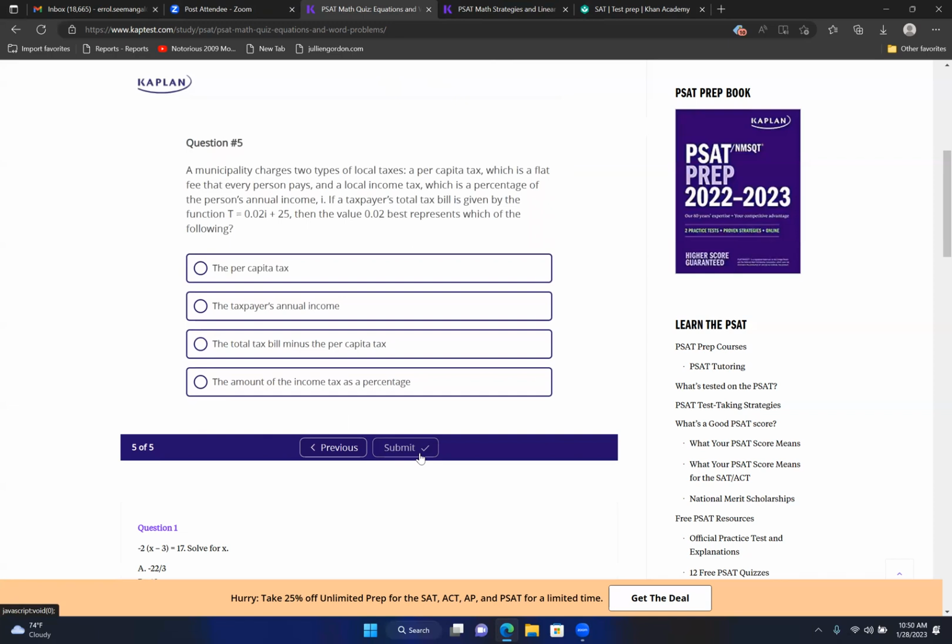All right, number 5. A municipality charges 2 types of local taxes: a per capita tax, which is a flat fee that every person pays, and a local income tax, which is a percentage of the person's annual income. If a taxpayer's total tax bill is given by the function T equals 0.02 plus 25, then the value 0.02 best represents which of the following? Okay, which one?